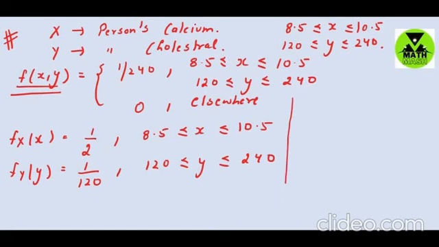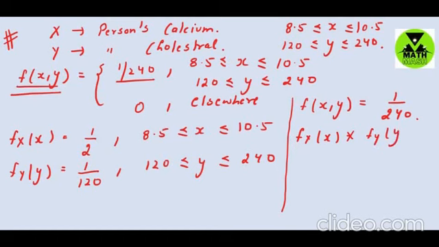Now check whether the two random variables are independent or not. Simply, what is f of x comma y? F of x comma y is 1 by 240. And what is fx of x? Fx of x is 1 by 2, and fy at y is 1 by 120, that is the product of marginals.